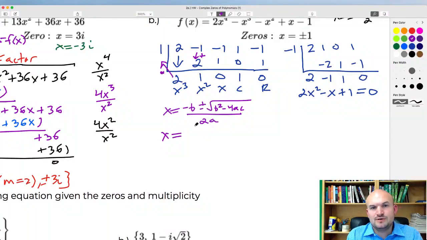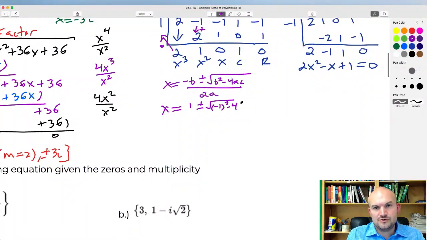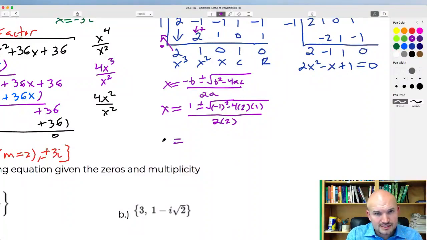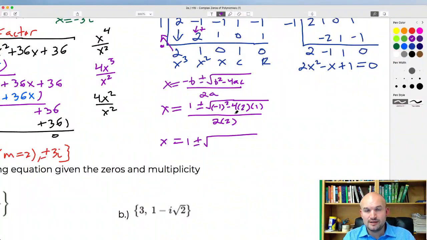So x is going to be equal to 1 plus or minus the square root of (-1) squared minus 4 times 2 times c, which is 1, and that's all over 2 times 2. All right, so let's do some math here. So 1 plus or minus the square root. So we have 1 squared, and then we're going to be subtracting that from 4 times 2, which is going to be 8. So 1 minus 8 is going to be -7, and that's going to be divided by 4.